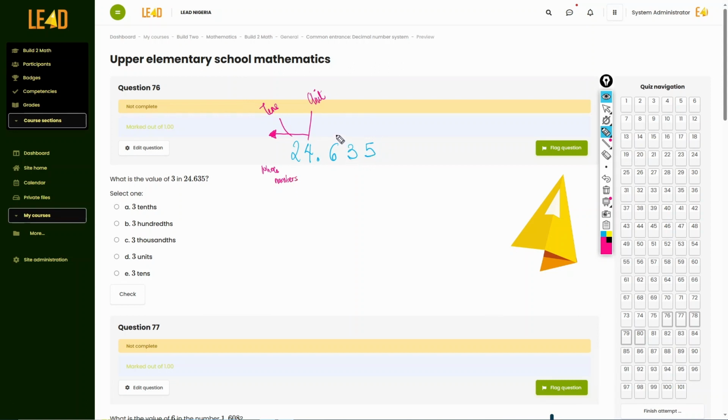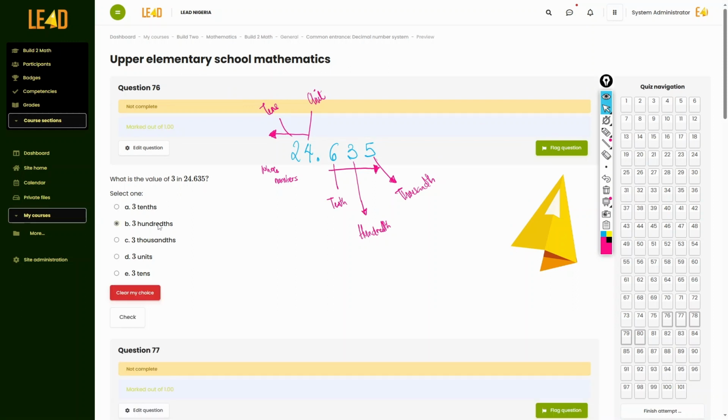And then to the right, we have tenths, we have hundredths, and then we have thousandths, ten-thousandths, hundred-thousandths, millionths, ten-millionths, and so on and so forth. So the correct option for 3 is 3 hundredths. Good. 3 hundredths is the correct option.